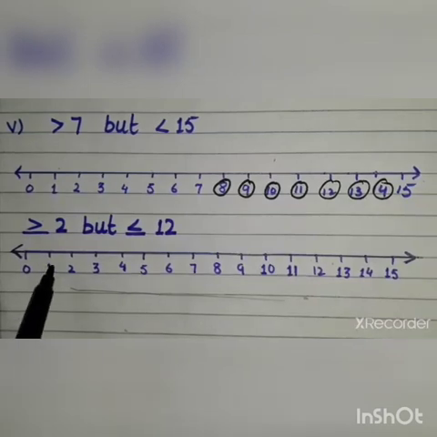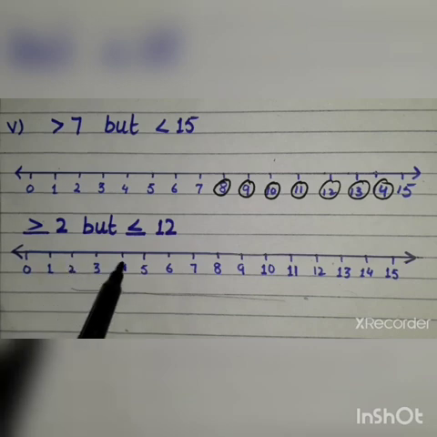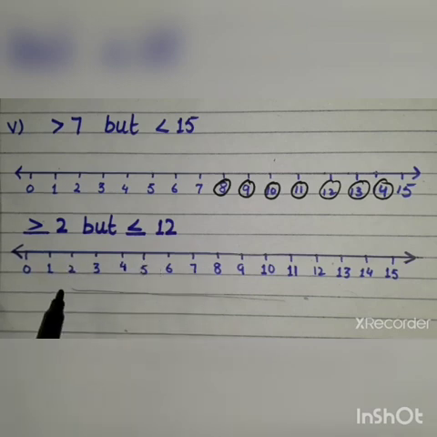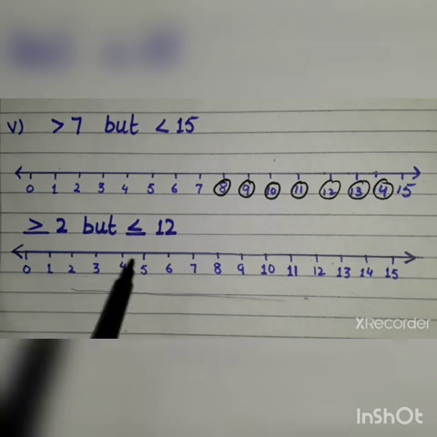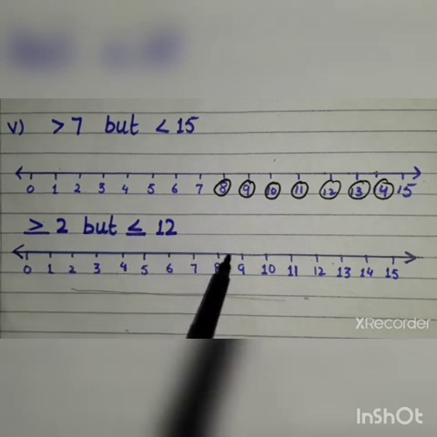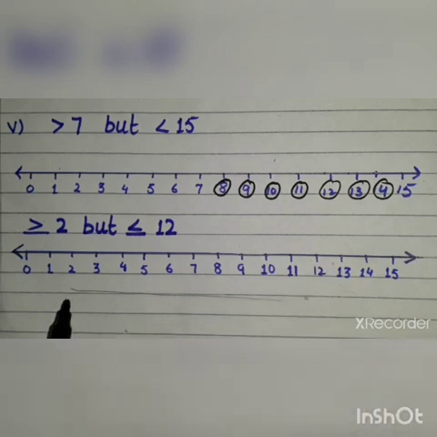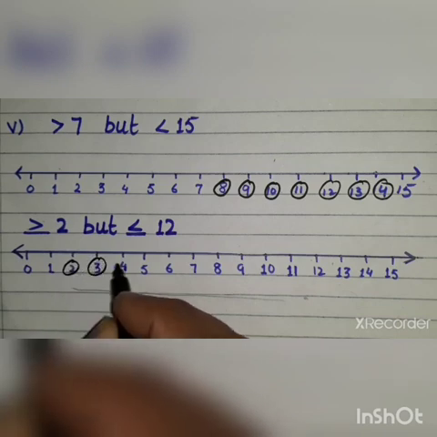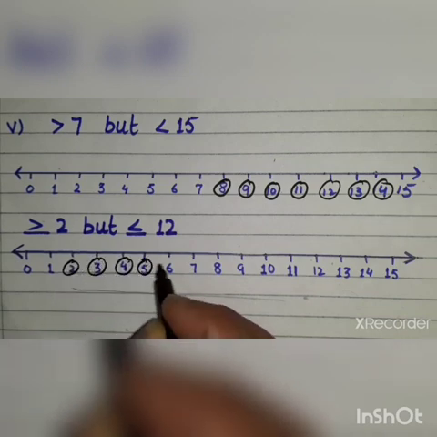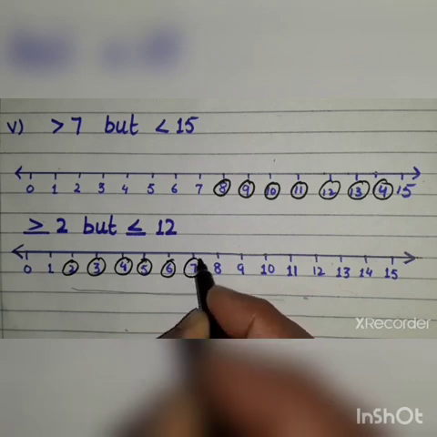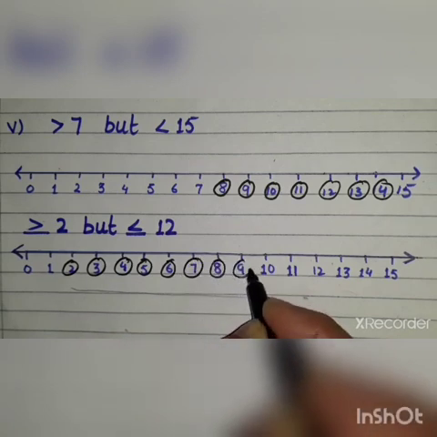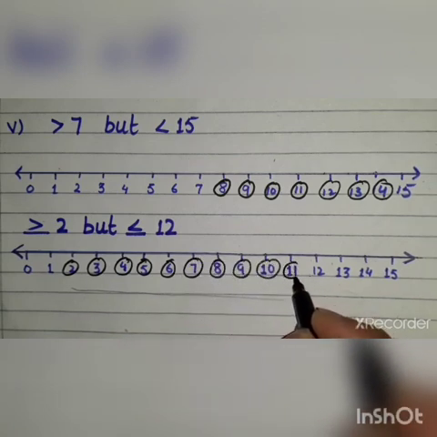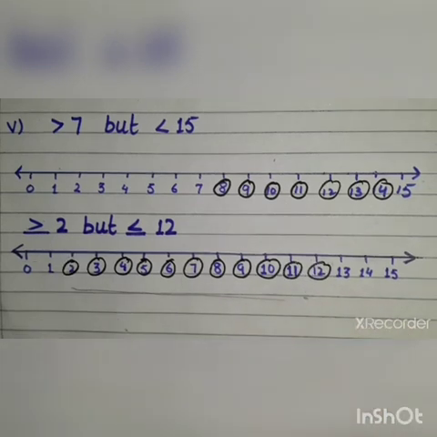Now this question is similar to the above part, that we will circle those numbers which are greater than or equal to 2 and less than or equal to 12. So we start from 2, 3, 4, 5, 6, 7, 8, 9, 10, 11, 12.